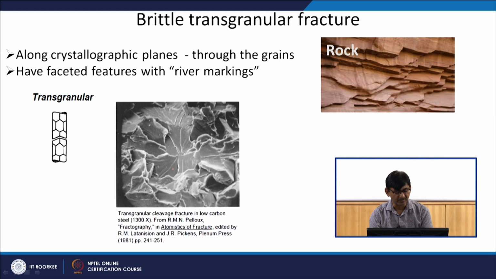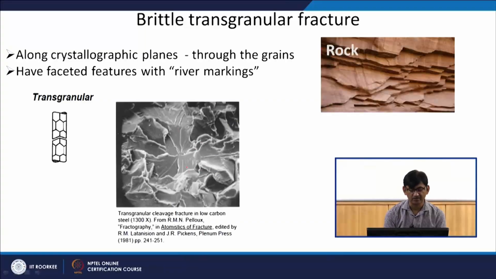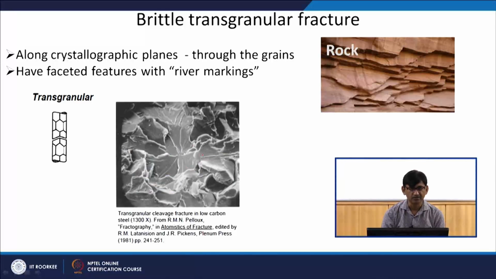So, one facet, and wherever the grain boundary may be, or wherever the crack is going into another plane, you get this kind of river marking. So, where the crack has changed its path, there you see these river markings. It is like tributaries to a main river; that is how they come and then join the main river. That is why it is called river marking. Then a brittle fracture can also happen intergranular, that means the crack will propagate through the grain boundary.